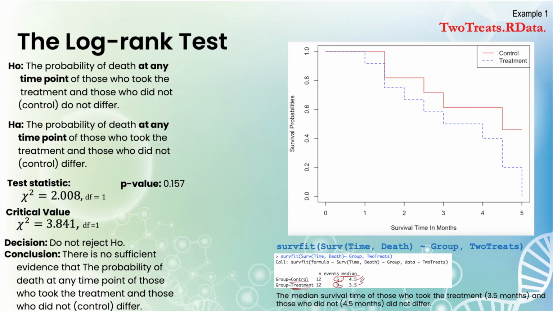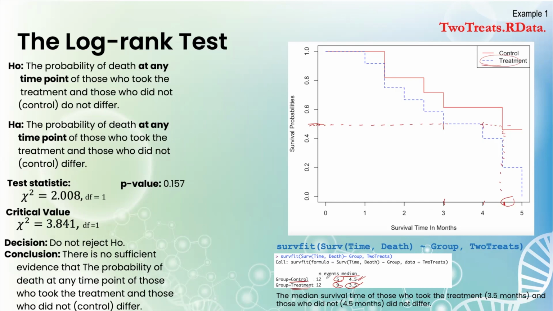Now, where did that come from? As we see on the Kaplan-Meier curve, this is 0.5, and that happens between 3 and 4 months in the treatment group, the one that is in blue. That's why the median survival time for the treatment group is 3.5. Now, for the control group, the median, which is again 0.5 survival, happened here, which is at 4.5 months. Okay, that's why the median of the control group is 4.5 months.